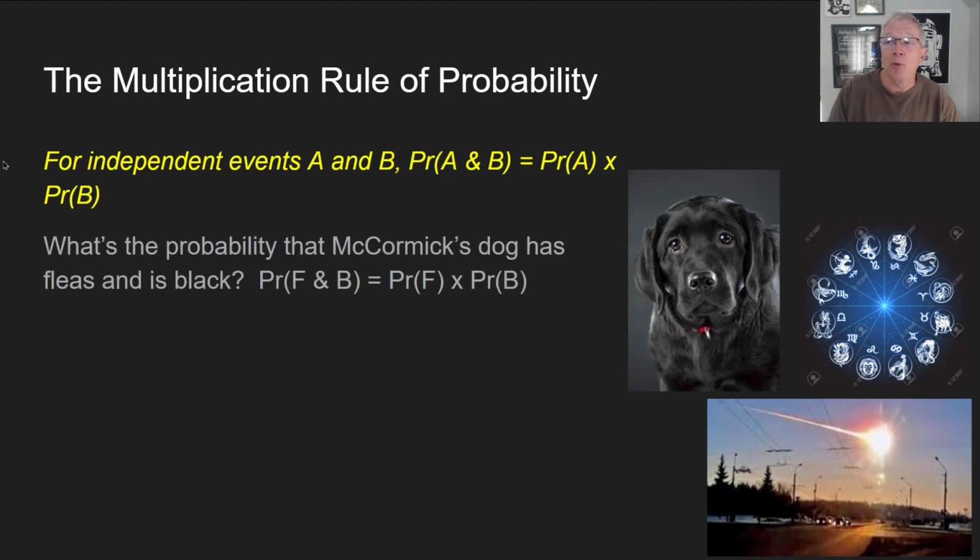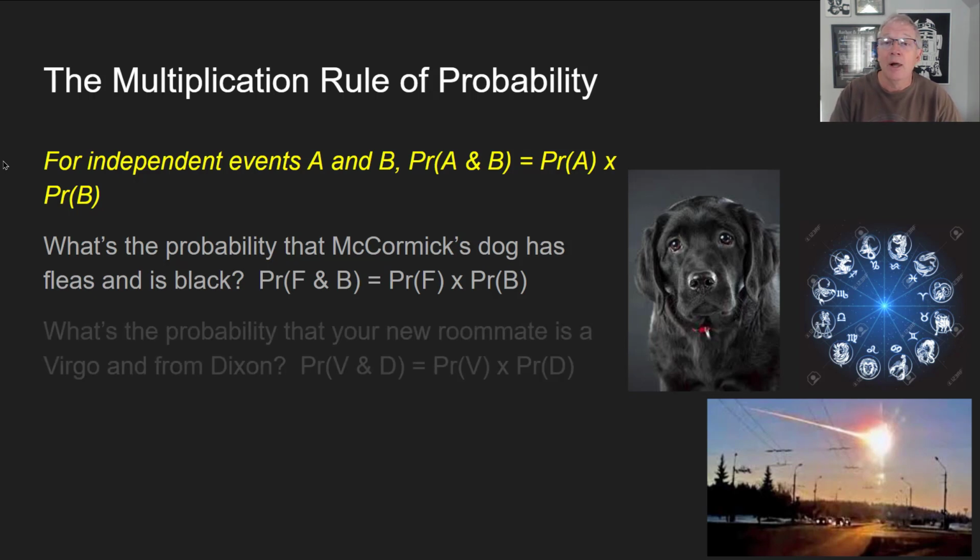What's the probability that McCormick's dog has fleas and is black? It's just the probability that he has fleas times the probability that he's black, because there's no condition or causal connection between being black and having fleas for dogs, I don't think. That is, the rate of fleas among yellow labs is just as high or as low as it is for black labs or any other color dog.